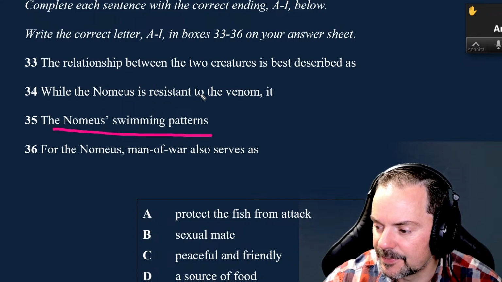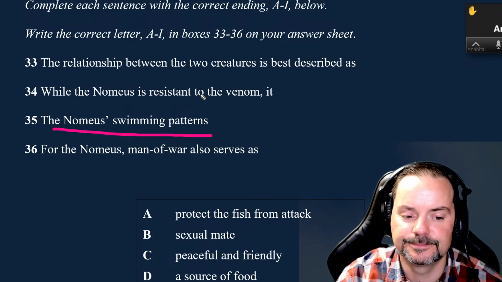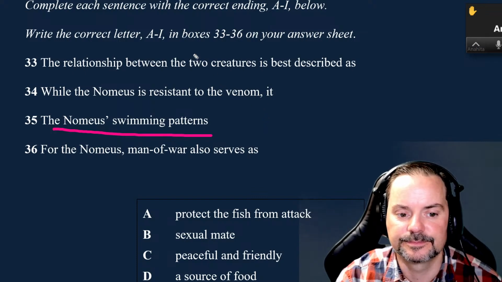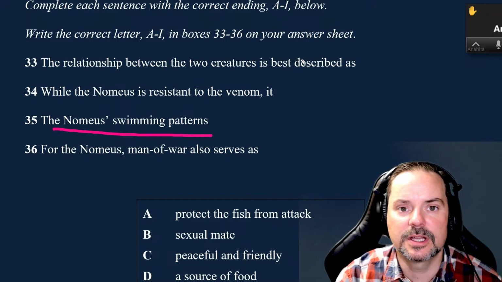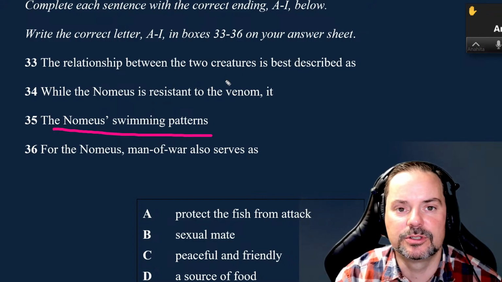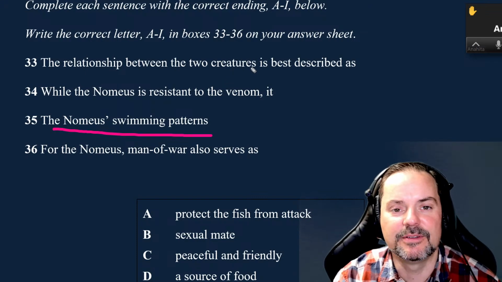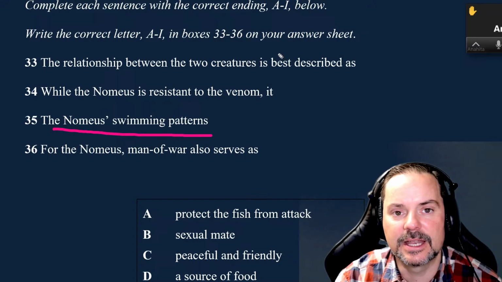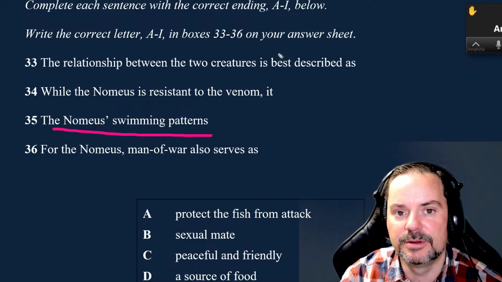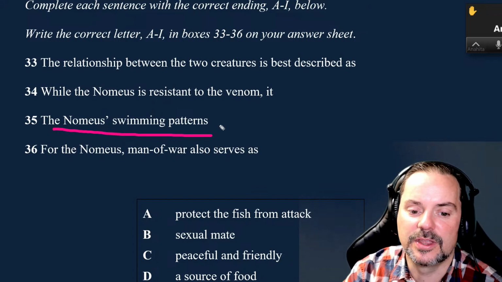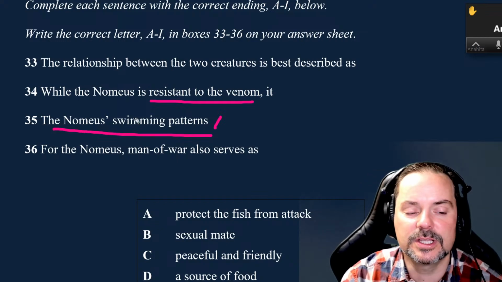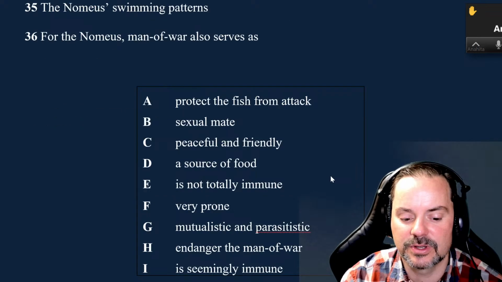The Man of War is dangerous to the Nomius, and there is some relationship between these two organisms. And the Nomius sounds like a special kind of fish, right? That's able to do some special behaviors or something special. Why it's talking about it, right? So just even that sense of like, okay, this isn't just a common fish. This is some kind of a special fish that has some unique swimming patterns or some kind of a resistance to this venom or poison, right? So that's all that you need to get. You don't need to get a lot of details, okay?